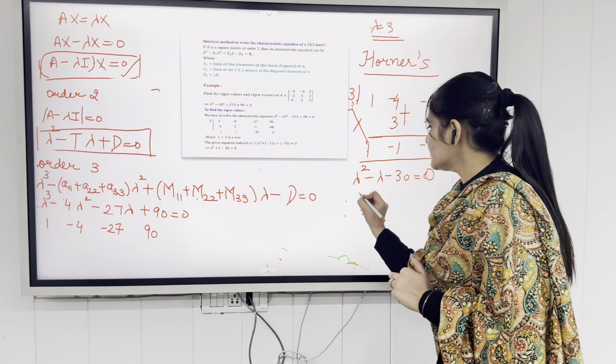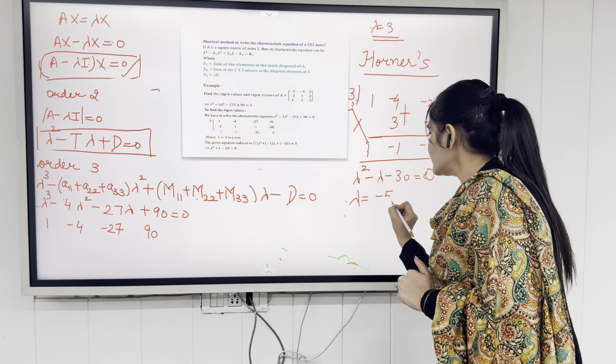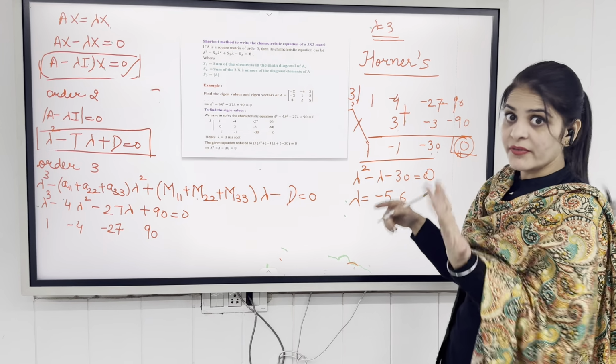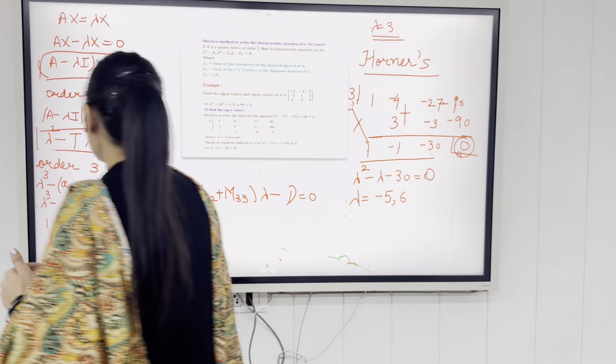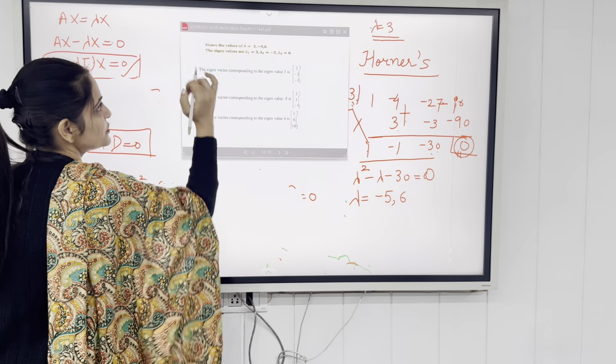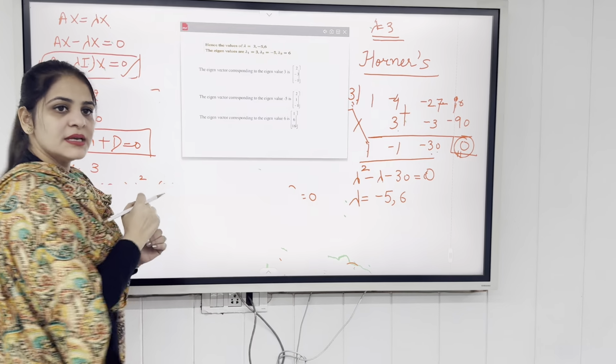Split it out. After splitting it out, we have minus 5 and 6. Fine. One root we have taken as 3; we found it by hit and trial. And the remaining roots we have got are minus 5 and 6, because this is a cubic equation. So the roots we have here are 3, minus 5 and 6.